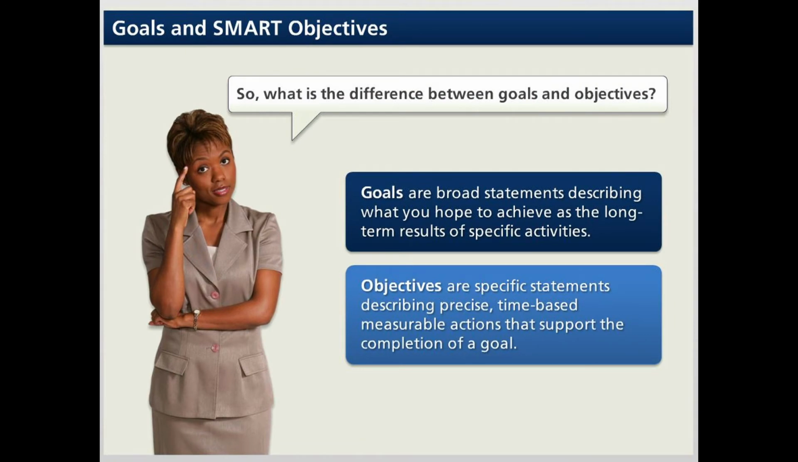Goals are broad statements describing what you hope to achieve as a long-term result of specific activities. So the goals are longer term, could even be over the 90-day period of a treatment plan. But the objectives are specific statements describing precise, time-based, measurable actions that support completion of a goal. So there's a longer-term goal, and then there are steps or specific actions that the patient will take to achieve that goal. Those are the objectives.